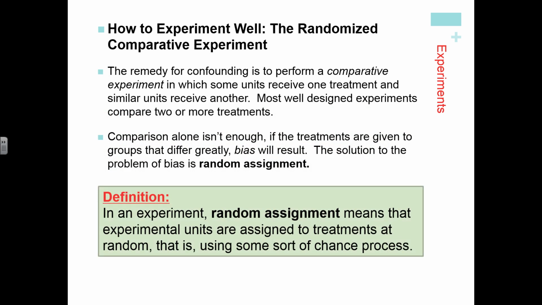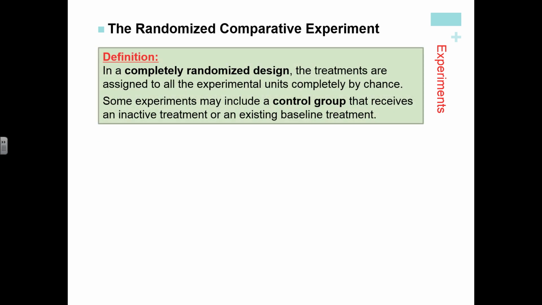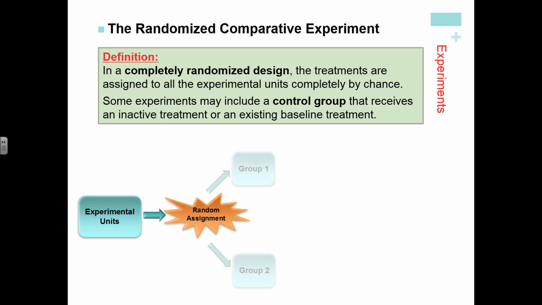Alright, so ideally what you want to do in an experiment is you want to use random assignment. Random assignment basically says, okay, you have different groups of people, one group that's going to get a treatment and one group that doesn't get a treatment. Well, we're going to randomly assign you to the group and we're going to randomly assign what treatment you get. That's random assignment. Now, if we want to completely randomize our design, we'll start with our experimental units. We'll do our random assignment to put them into group 1 or group 2.